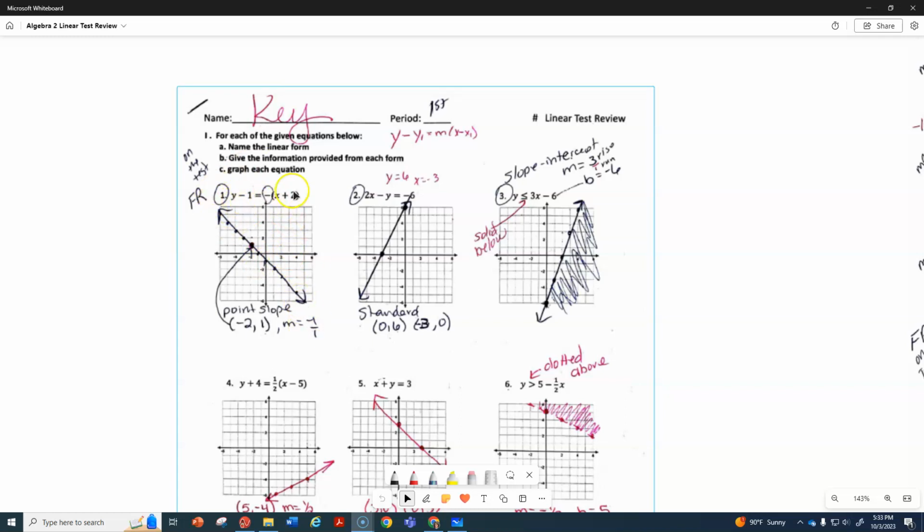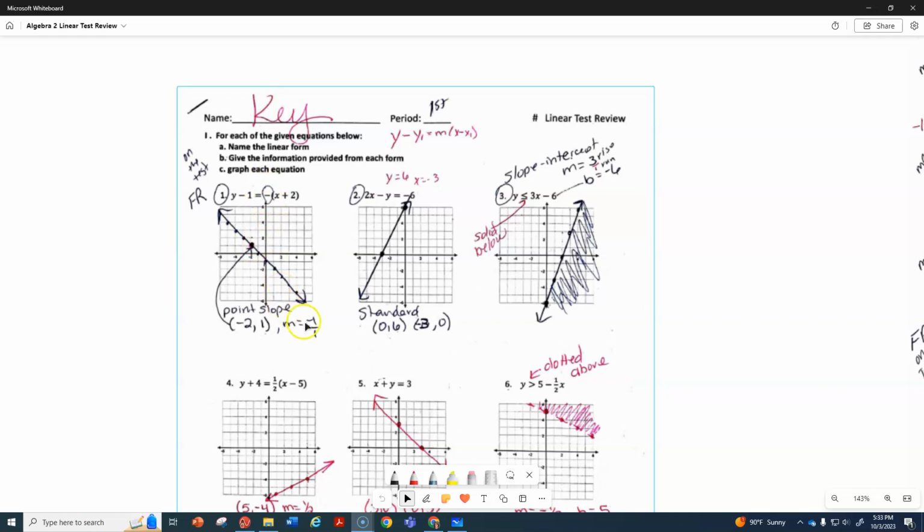So when it's in point slope form, graphing it involves knowing how to get the point from this equation. This point right here is the point -2. I change the sign, -2 and +1. So from the origin, I go to -2, +1, and I plot that point. And then from that point, I use my slope, and my slope right here is -1.